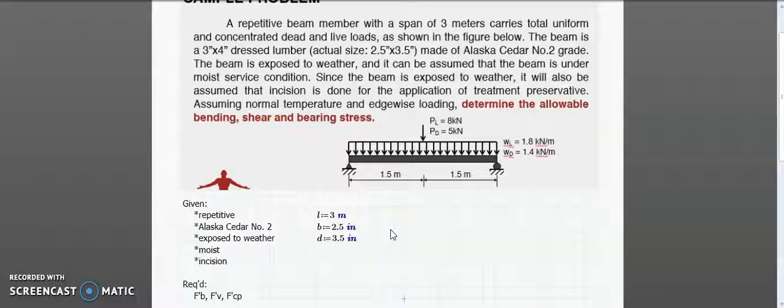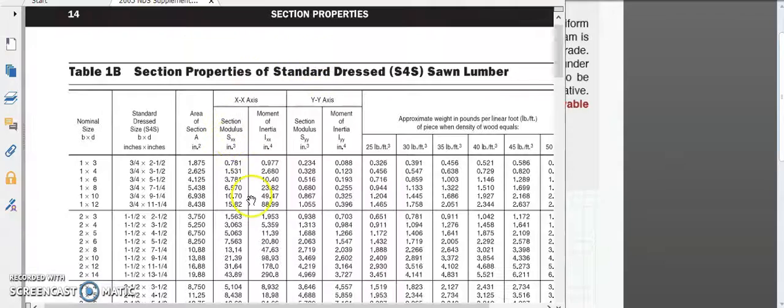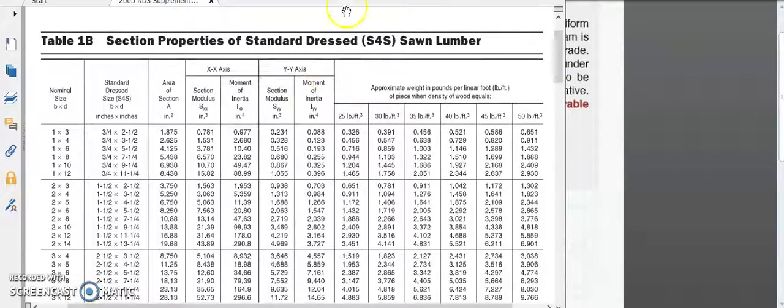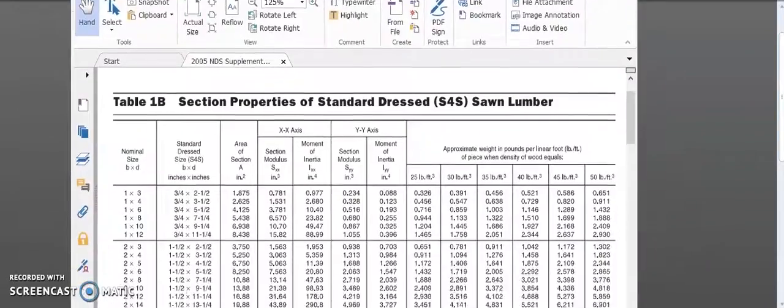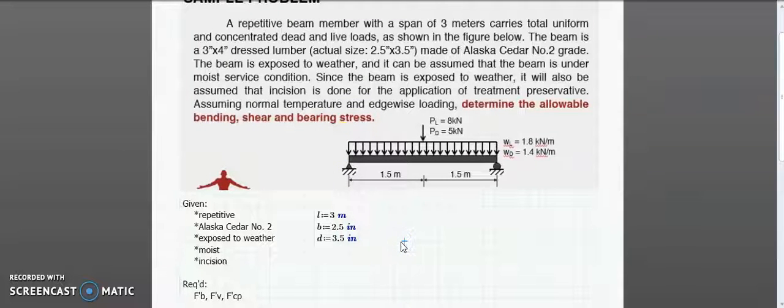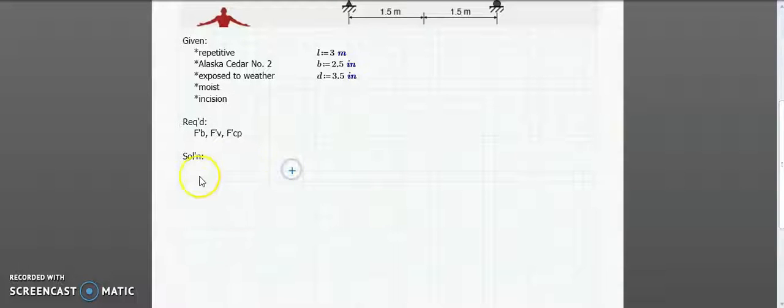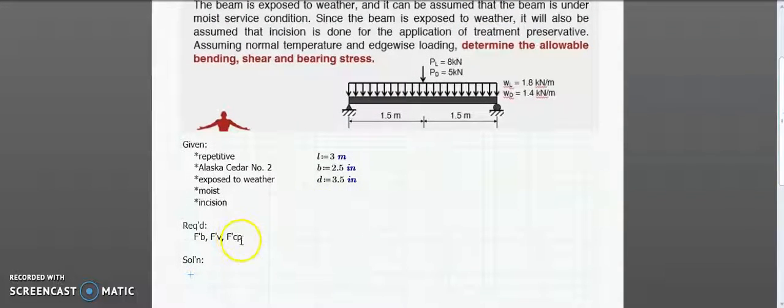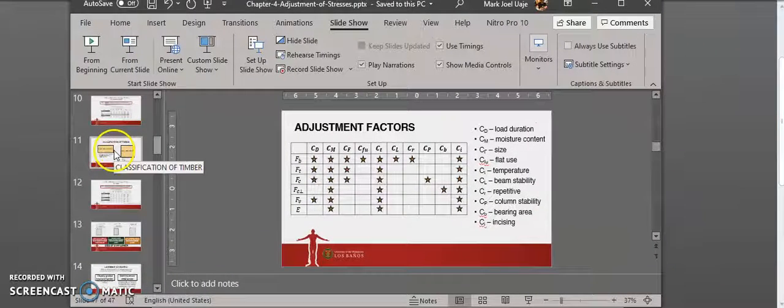The size is 2.5 by 3.5 as indicated, but we can also look at that in our table. So we have here our table for section properties of standard dressed sawn lumber. Since it is nominally 3-inch by 4-inch, that's a nominal size, and then we can find the standard dressed size to be 2.5-inch by 3.5-inch. Then we are required to find the adjusted stresses for bending, shear, and bearing. For bearing, I used the notation F prime CP because I cannot make the perpendicular symbol here. We'll go over the adjustment factors one by one.